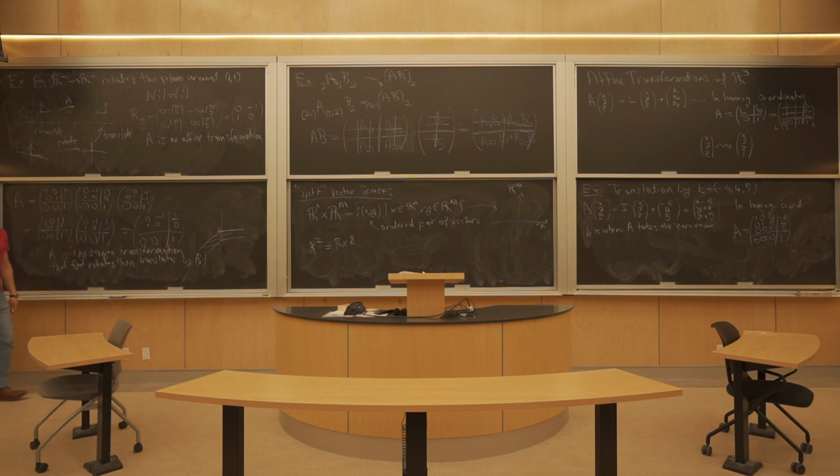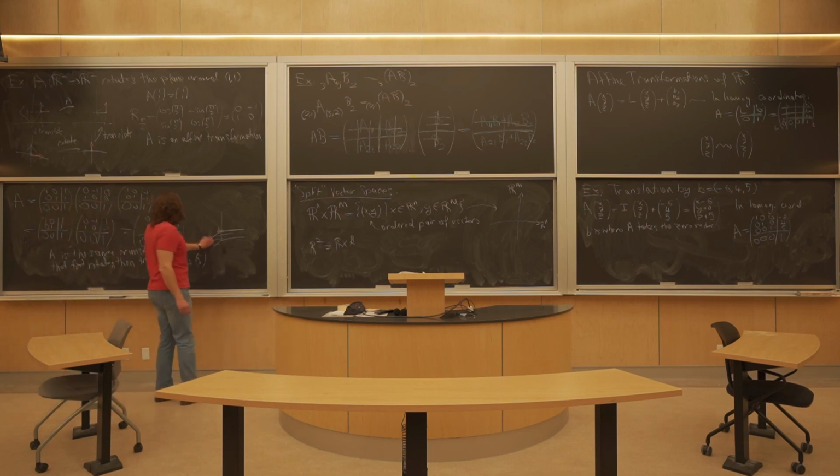Does this make sense? Okay. Yes. So written in the non-homogeneous coordinates, is it going to be like A of (x, y) is equal to the matrix [0, -1; 1, 0] times (x, y) plus (2, 0)? Exactly.